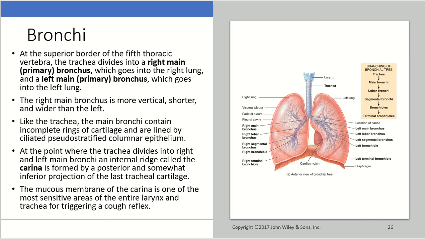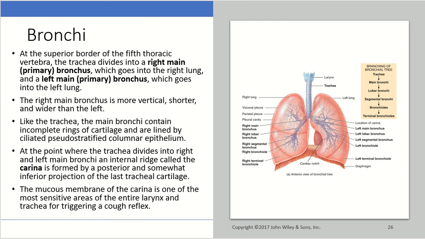So welcome to part 2 for the respiratory system lecture. Today we'll be continuing to discuss the lower respiratory system and some of the mechanisms that go with it. Picking up where we left off last time, starting with the bronchi.